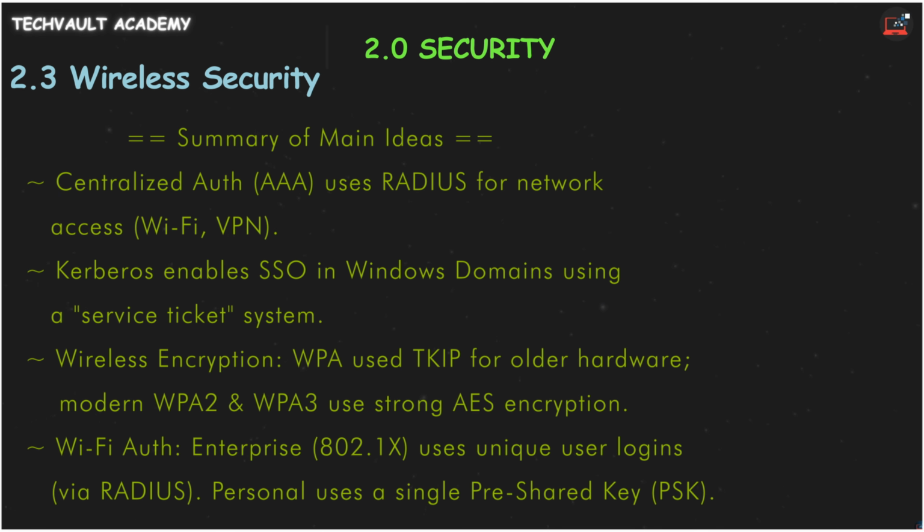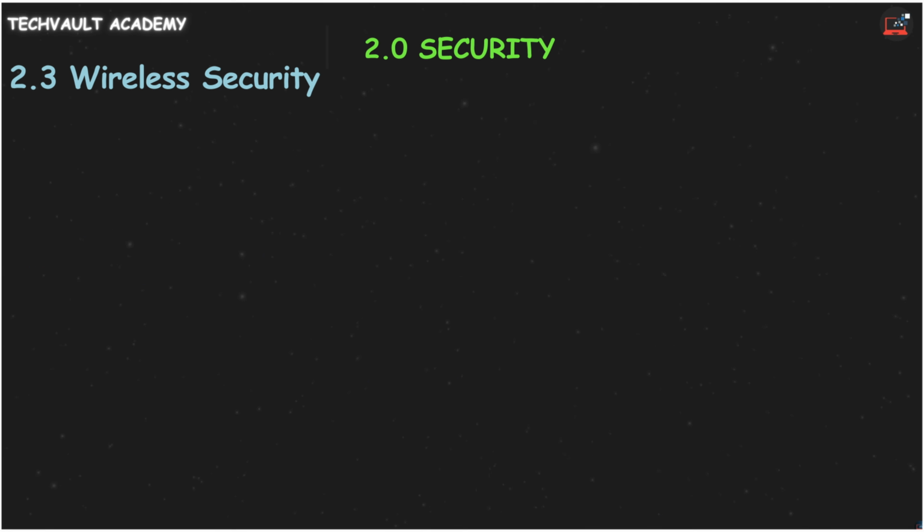The evolution of wireless encryption is WEP to WPA with TKIP to the modern standards of WPA2 and WPA3, which both use the strong AES encryption. For authentication, home networks use a single pre-shared key, PSK. Corporate networks use enterprise mode, 802.1X, which requires a unique username and password for each user, authenticated by a RADIUS server.